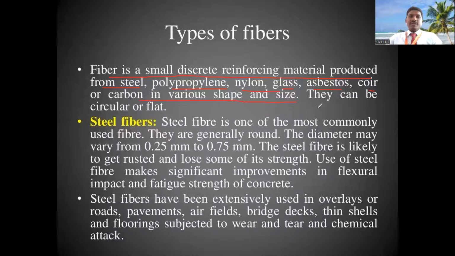So they can be circular or flat. These are some of the types of fibers: steel, polypropylene, nylon, glass, asbestos, carbon, and coir. These are the various fibers available, with their shapes and sizes.